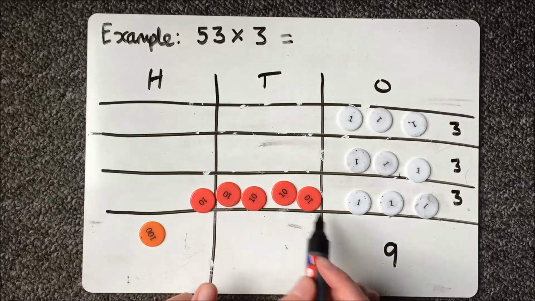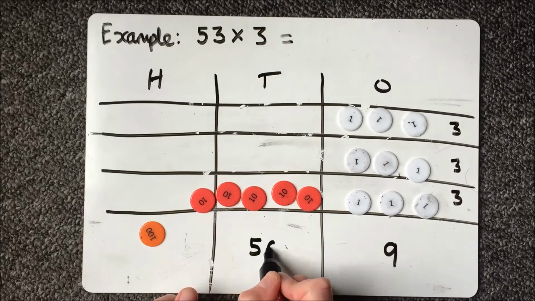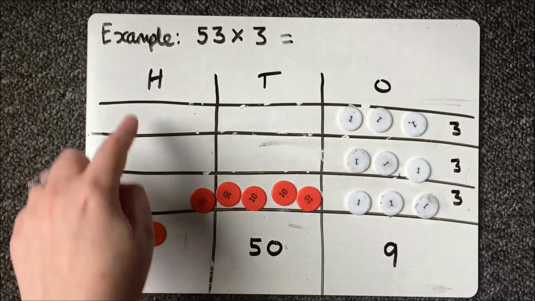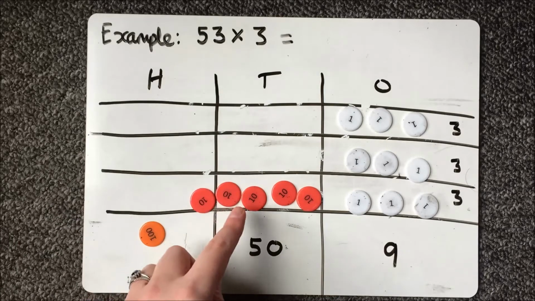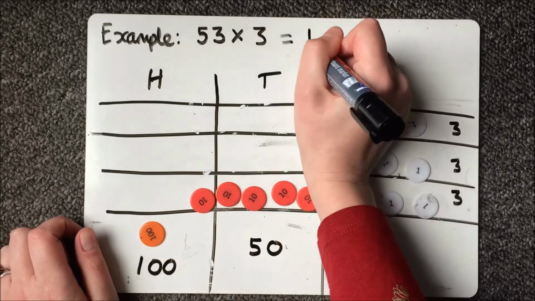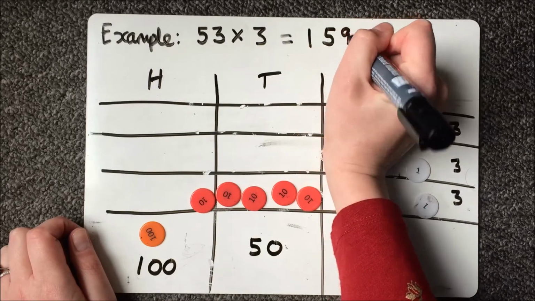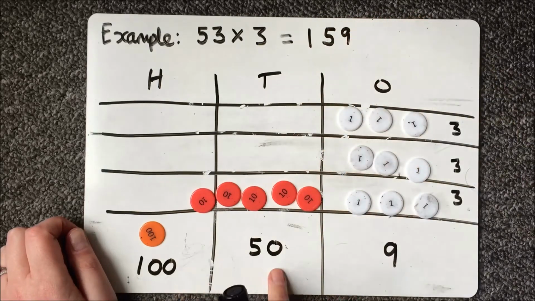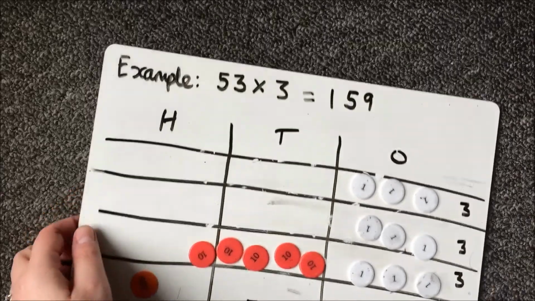How many 10s have I got? 5 10s, which make 50. Then I've got no hundreds in here, but I have got 100, which has been kicked and carried. So I've got 100, 5 10s, 9 ones. My answer is 159. Let's see how that would look as a drawing.